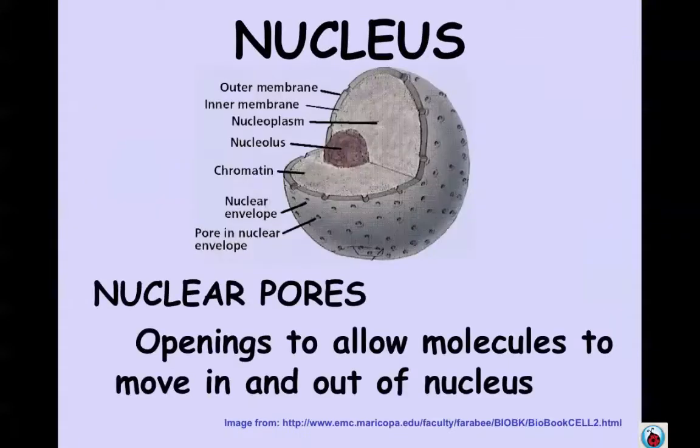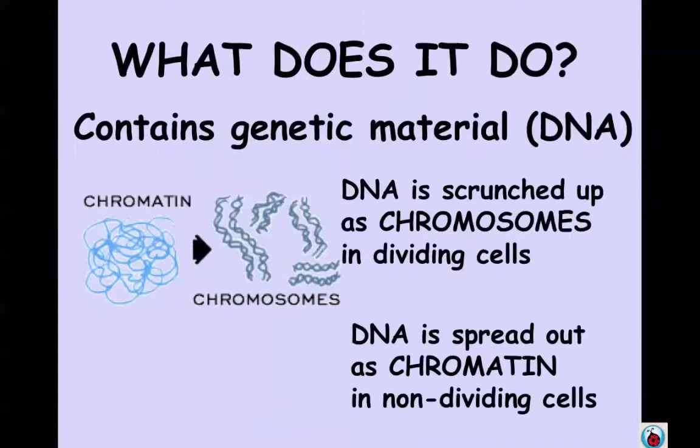We have nuclear pores, and that's basically, like I said before, it allows molecules to move in and out of the nucleus. So what does it do? It contains our genetic material. Now, our genetic material is very important. It codes for all of the enzymes in your body, which enzymes are made of proteins. So it codes for all of the different proteins that you have in your body.